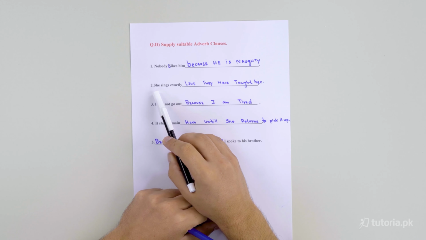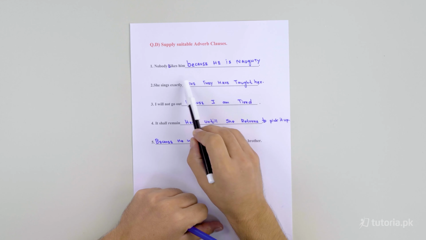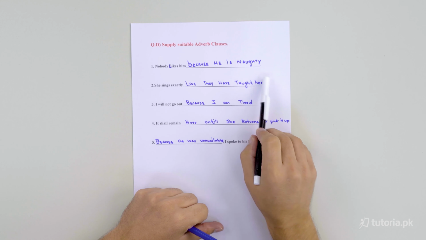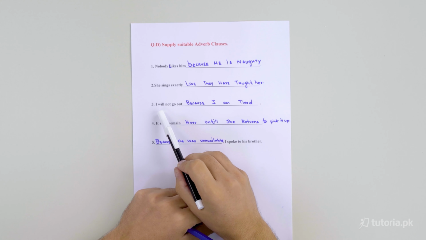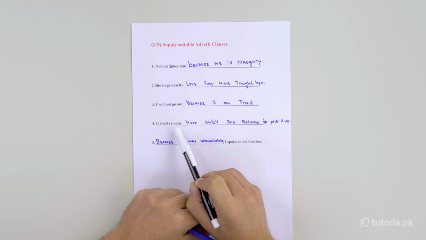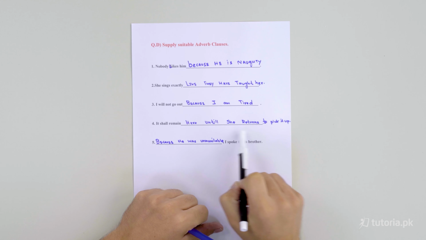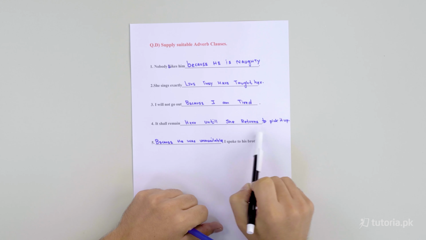Look at the next sentence. She is singing exactly like they have taught her. Here, the same, all of these words are working as an adverb. I will not go out because I am tired. I shall remain here until she returns to pick it up. All of these words here are working as an adverb.